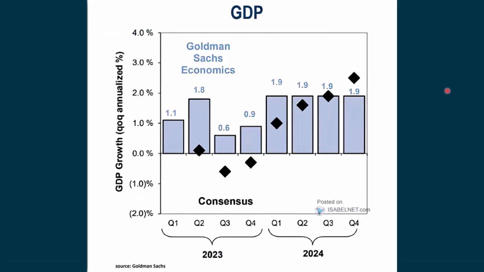Then GDP from Goldman Sachs, they're still suggesting for the first quarter that we're positive. They also think that we're actually going to go up a little bit in the second quarter and that we're not going to hit a recession, according to them. Now, these black diamonds are the consensus. They're seeing things a little bit differently.